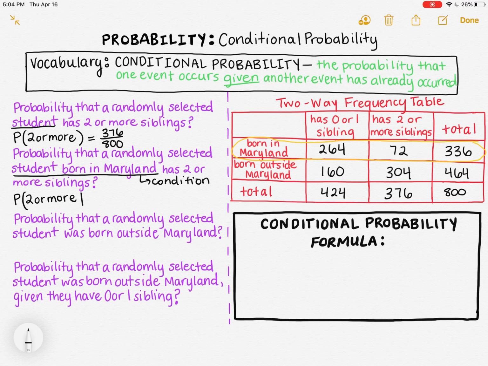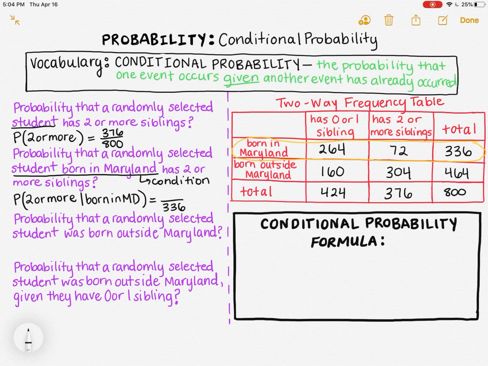So the probability that the student has 2 or more siblings given they were born in Maryland. The condition being that we're only looking at students born in Maryland always comes after that line or the given. Since we're only selecting students born in Maryland, the total number of students is just the total number of students born in Maryland, which is 336. That goes in our denominator.